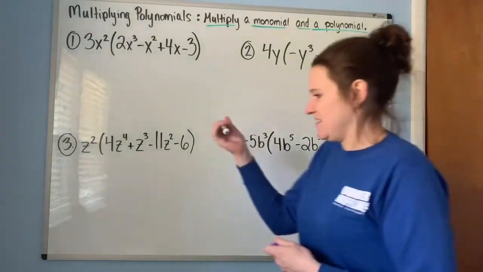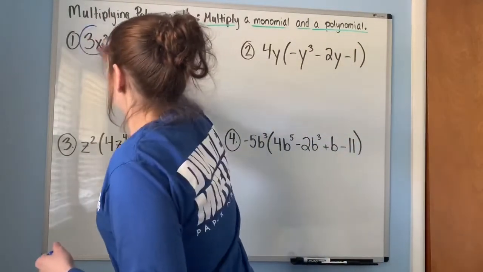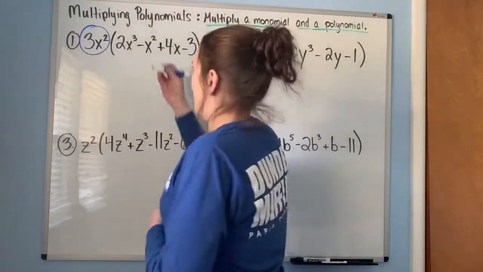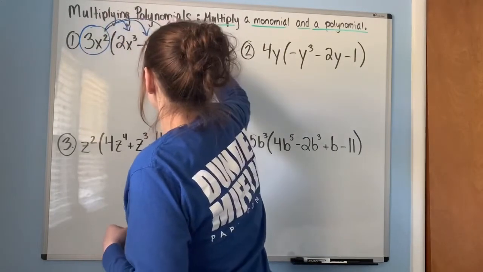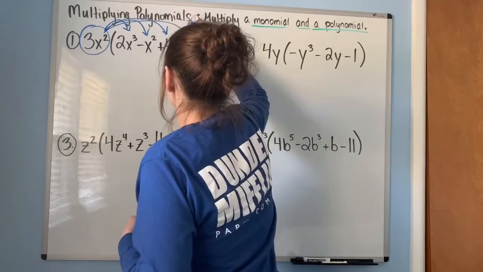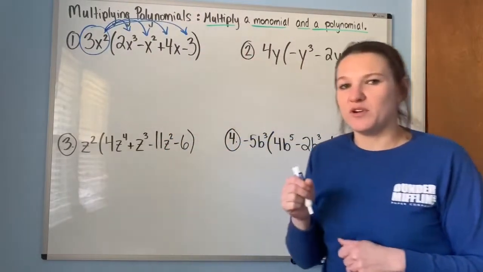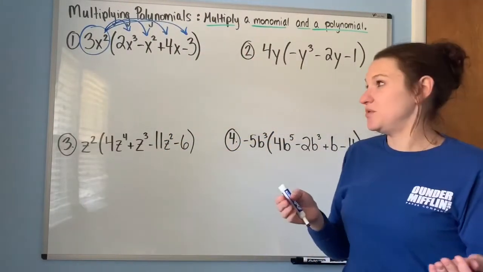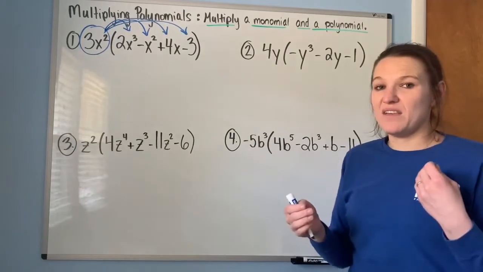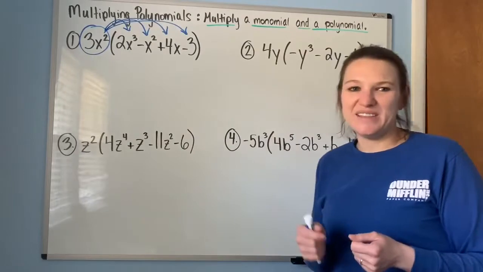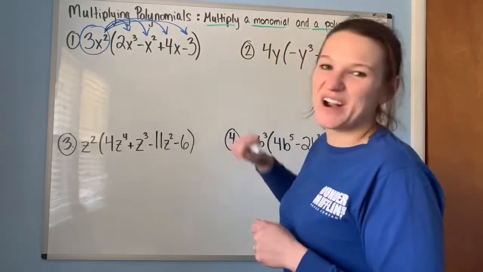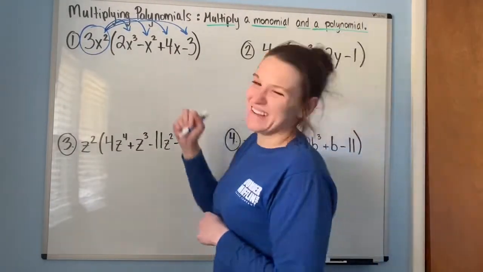All right, so let me start with this. I'm going to circle my monomial and I'm going to put an arrow to each one of my terms here. You're going to want to remember your properties of exponents when you do this because we're going to be multiplying those same bases. So, in case you forgot, when you have the same base and you multiply across, you add your exponents. So let's go ahead and get started.